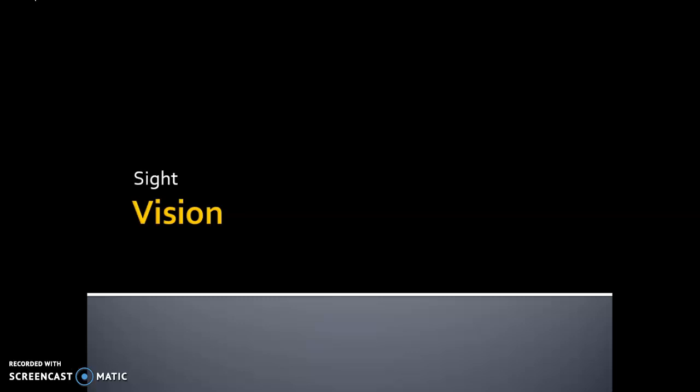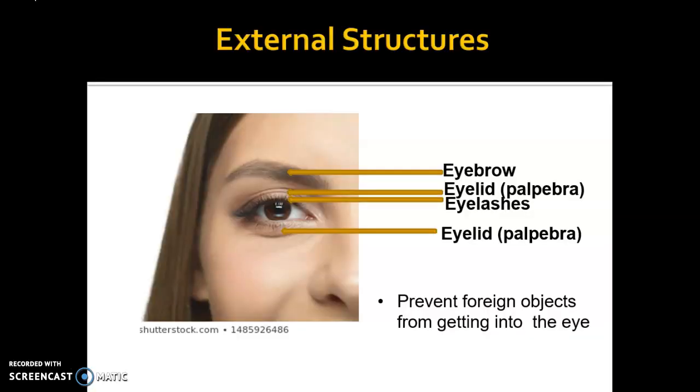All right. So your eye is the dominant sensory structure. Vision is the most dominant sense that works in human beings. We will start with looking at some external structures. This is an extra slide that I have added. You will not see this slide on your PowerPoint, and this is just to give you some background information.